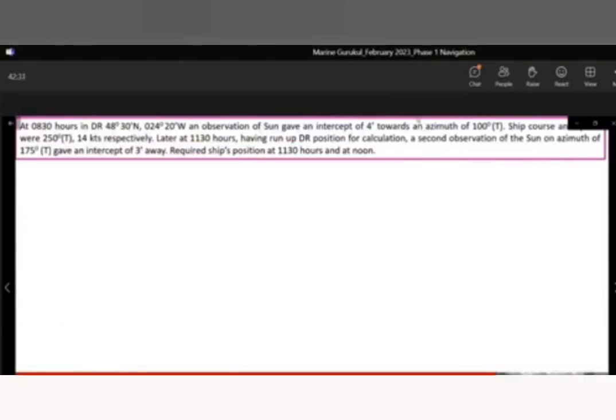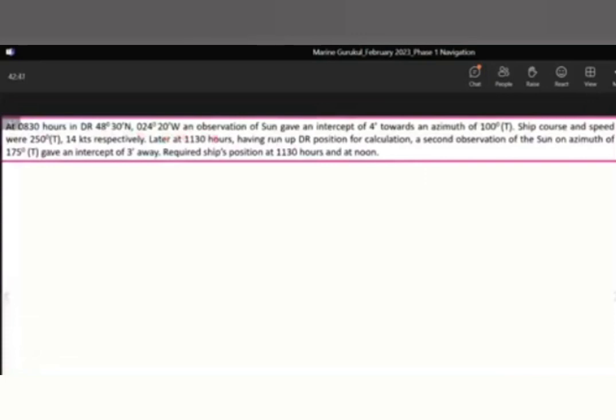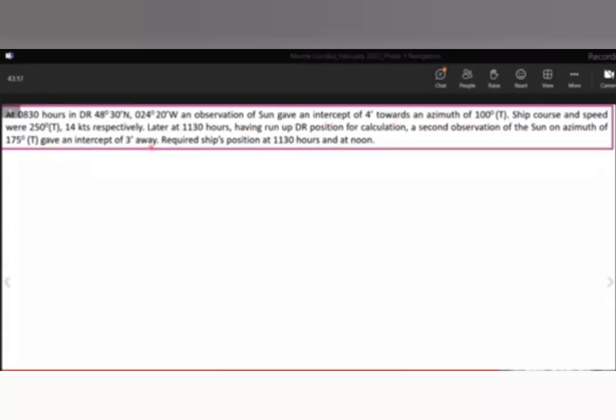We take one more question. At 0830 hours in DR 48 degrees 30 minutes north, 024 degrees 20 minutes west, an observation of sun gave an intercept of 4 minutes towards an azimuth of 3 minutes away. Required ship's position both at 11:30 hours as well as at noon.